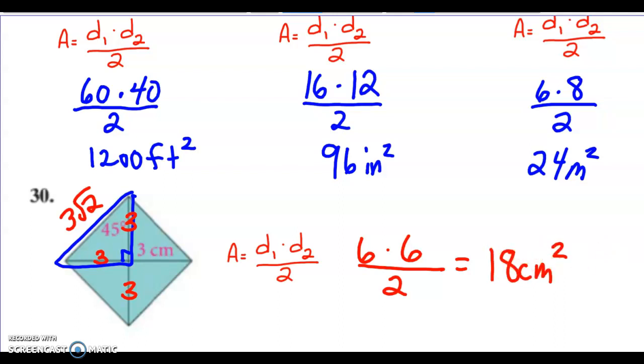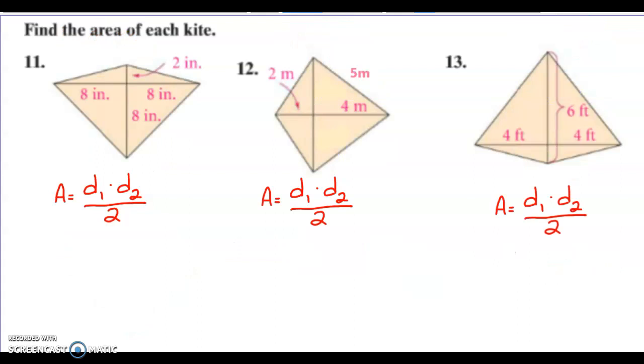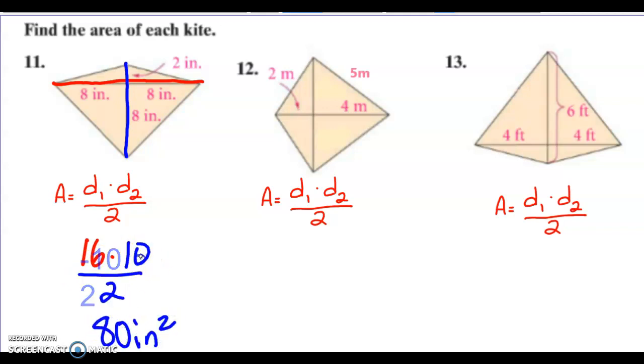Now kites are very similar because they have the same formula. So in my first example here, the length of this diagonal would be 8 plus 8, so 16. My other diagonal here would be 8 plus 2, so that one would be a 10. So 16 times 10 divided by 2, so that would be 80 inches squared. Okay.